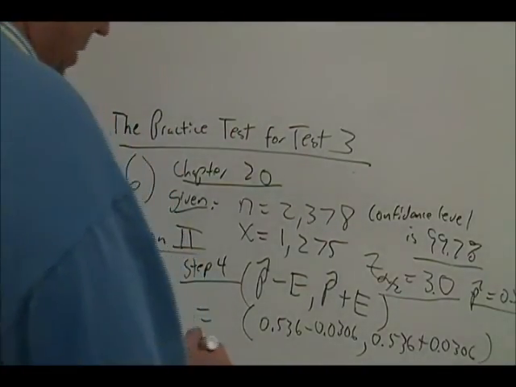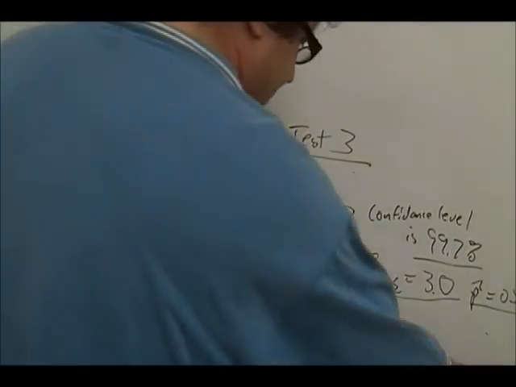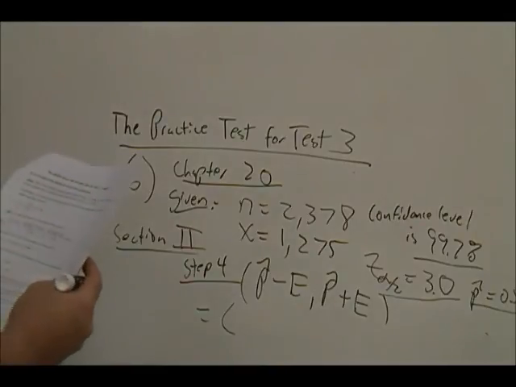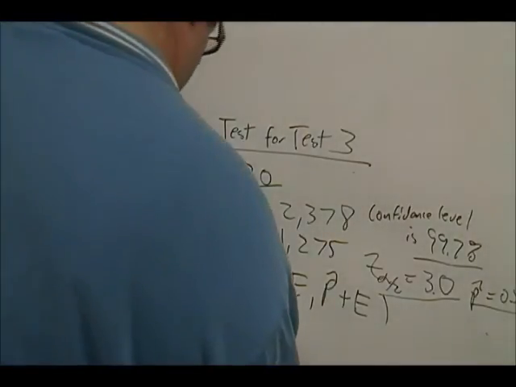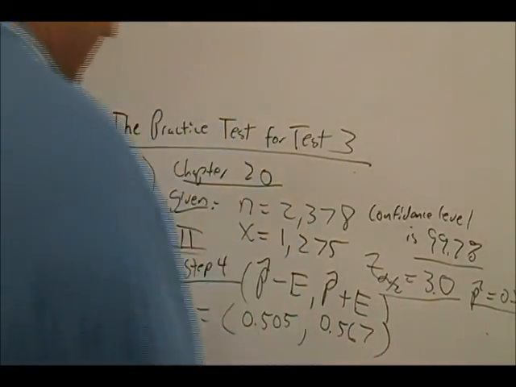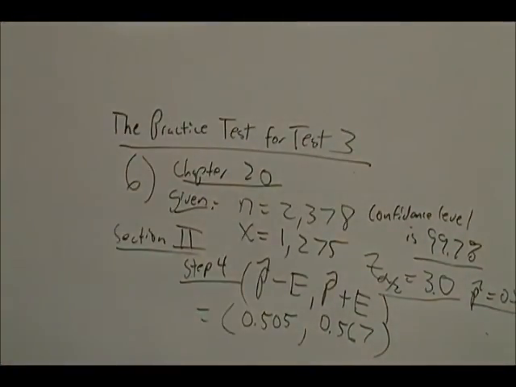I'm going to have to erase because I'm at the bottom here. And if you do that, that comes out to be the interval from 0.505 to 0.567. So that's the confidence interval estimate for the population percentage of all voters in the population that voted for Bill. The only thing left now is to put the interpretation.